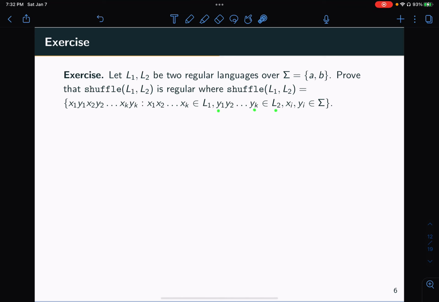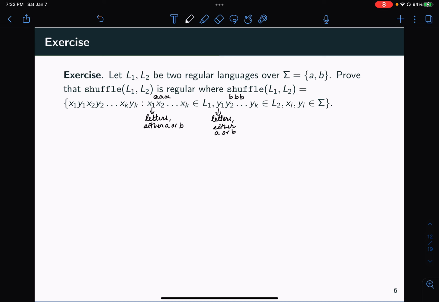to yk in L2, where each of these xi's and yi's are letters. Okay, so that's important to remember that these are letters. So they're either A or B, and then these are also letters, so they're either A or B. Okay, so for instance, suppose I had A and then B. Suppose A was in L1 and B was in L2.